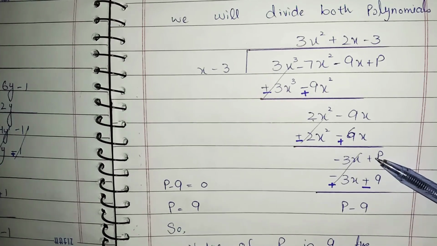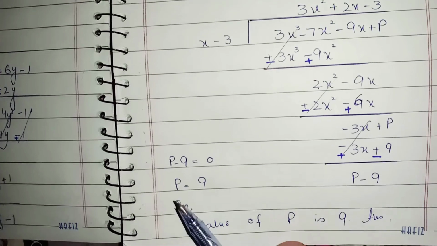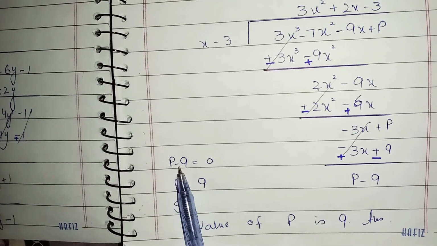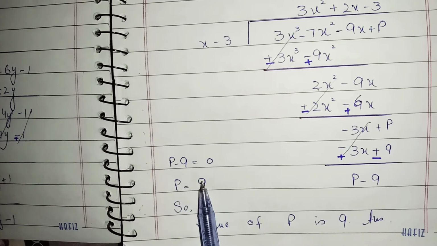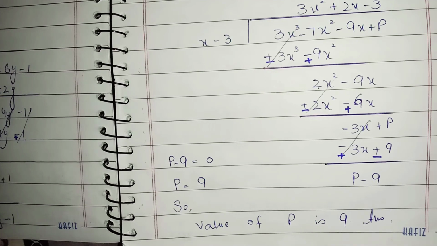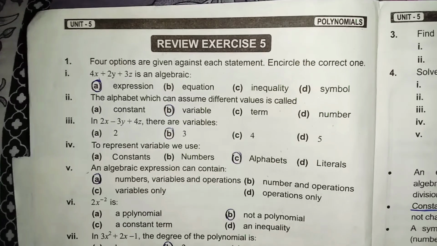So here we have p minus 9. As you can see that it makes us the equation p minus 9 is equal to 0. Here on moving minus 9 towards the other side it will become plus 9. So the value of p is 9. This is our answer statement.